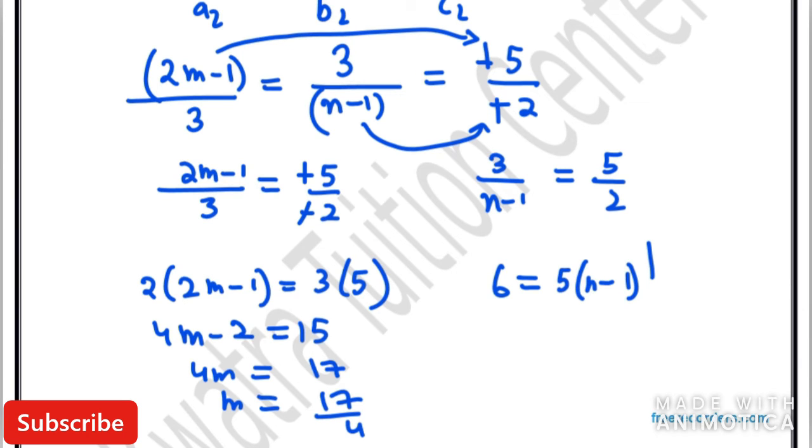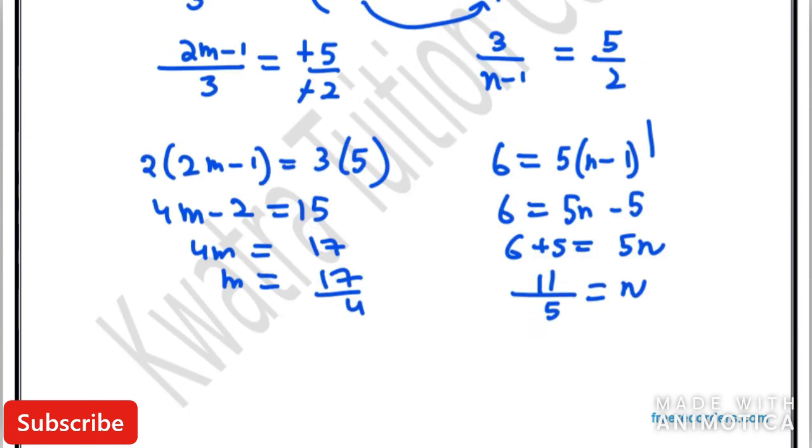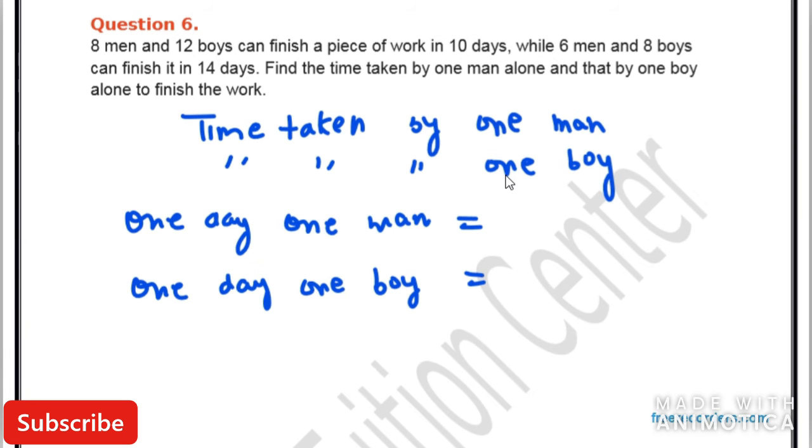Now the next is n. So again we need to use cross multiplication. So 3 into 2 is 6. Then you have to take n minus 1 to the right hand side. So it will be 5n minus 5. So 6 plus 5 equals 5n. So therefore the answer for this is 11 over 5 equals n. So this is my answer for question number 5.